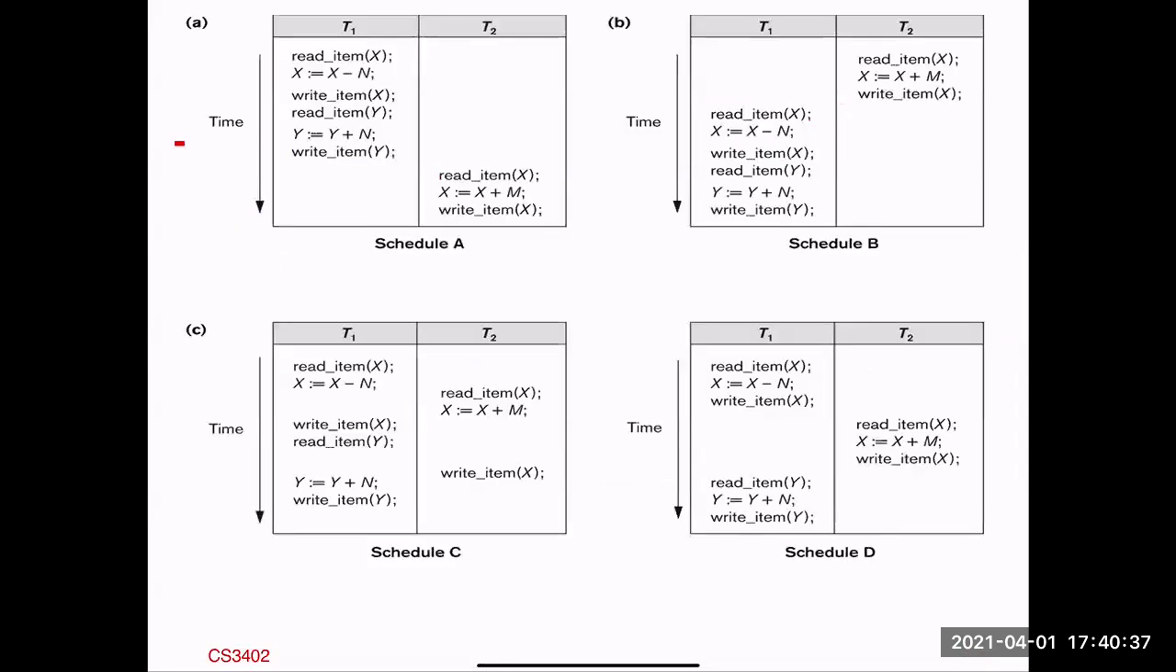Okay, and now let's look at these schedules here. So we have 4 schedules of the same 2 transactions, T1 and T2. And up here we can see schedule A, which is a serial schedule. So it first executes T1 and then it executes T2. Similarly, schedule B is also a serial schedule. So it first executes T2 and then it executes T1. And C and D, on the other hand, are actually concurrent schedules. All right.